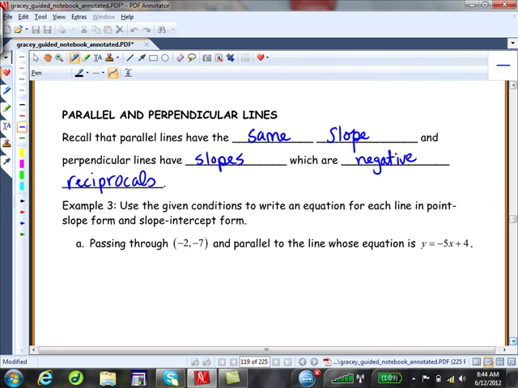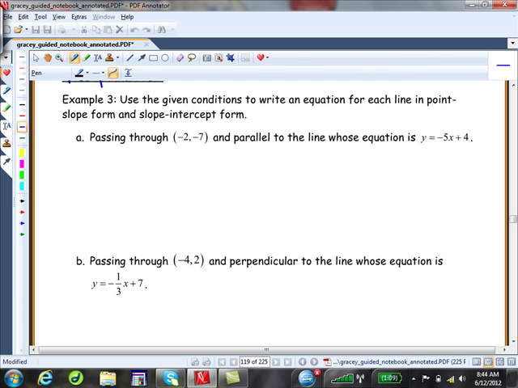All right, example 3. Use the given conditions to write an equation for each line in point-slope form and slope-intercept form. Right? So here we are. What clues have we been given? It passes through a certain point, so that's going to be our x1, y1 right here. And parallel to the line whose equation is y equals -5 times x plus 4. So remember, again, we had something like this, I think, in the last section. We have another line that we have to get information from in order to make the equation for our line, which is different than that one.